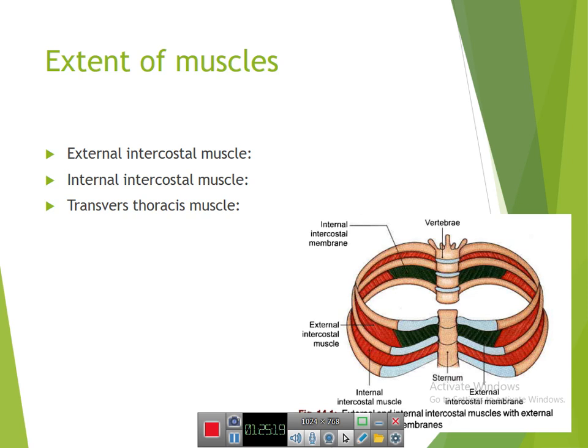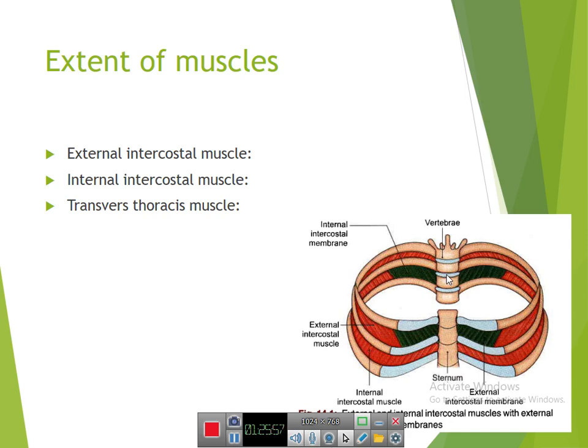The internal intercostal muscle comprises intercartilaginous part in front and interosseous part in the posterior lateral part, and the transverse thoracic muscles are divided into 3 parts, as I said before in the last slide, namely subcostalis, intercostalis intimi, and sternocostalis. Here I'm showing you the extent of these muscles from anterior to posterior.